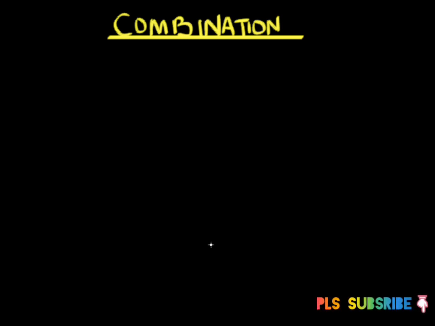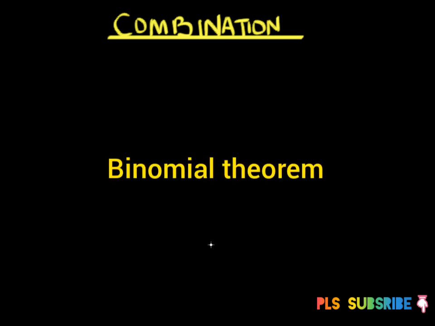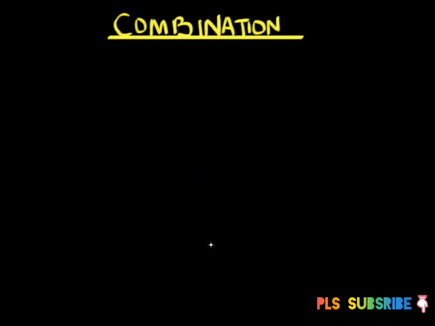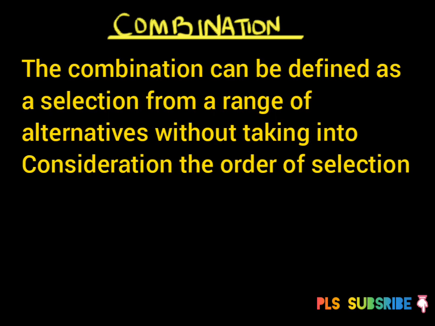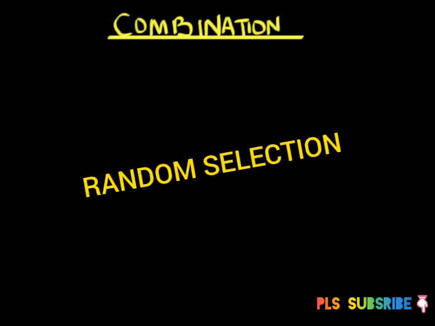In our lectures today, we are going to be continuing our series on the binomial theorem. And in studying the binomial theorem, we're going to be studying a very exciting concept today, which is the combination. What is the combination? The combination can be defined in mathematics as the selection from a range of alternatives without taking into consideration the order of selection. So it's what you would term a random selection.